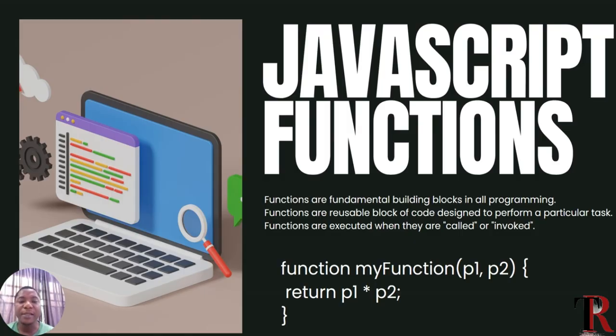Functions are executed when they are called or invoked. The way you use functions in JavaScript, or in programming generally, is that they are executed when you call or invoke them. Call and invoke are the same word. They simply mean that when you refer to a particular function that you want to execute, or you want it to perform the task that has been assigned to it, that is what call or invoke means in JavaScript.